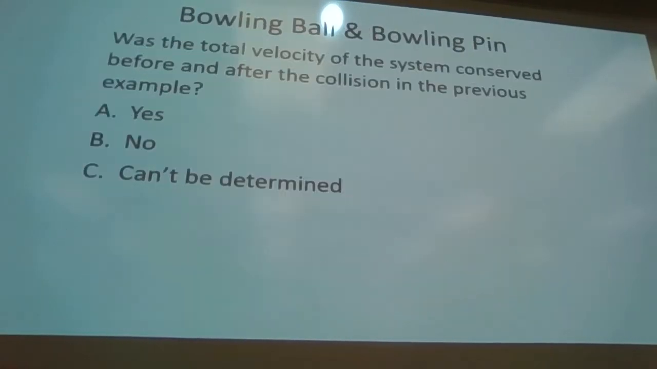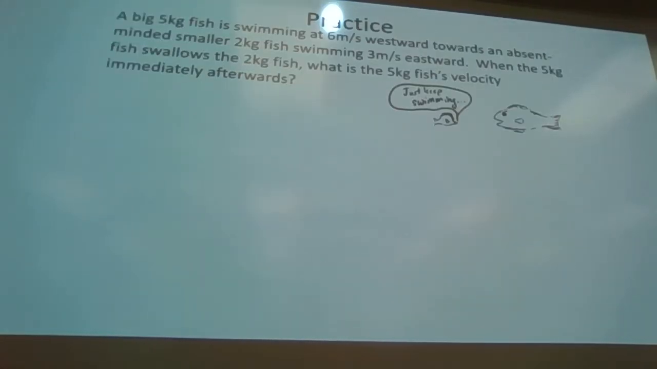Now, example 2. Big 5-kilogram fish is swimming at 6 meters a second westward towards an absent-minded smaller 2-kilogram fish swimming at 3 meters a second eastward. When the 5-kilogram fish swallows the 2-kilogram fish, what is the 5-kilogram fish's velocity immediately after?